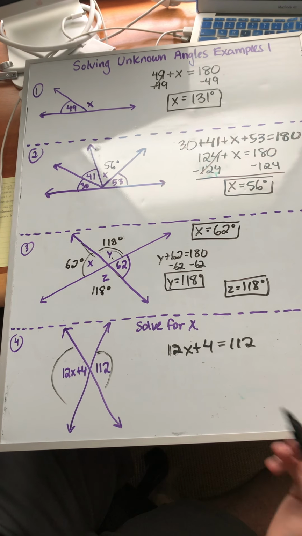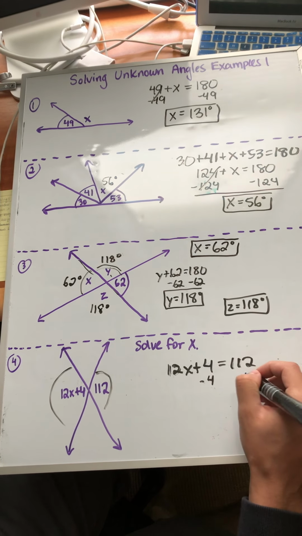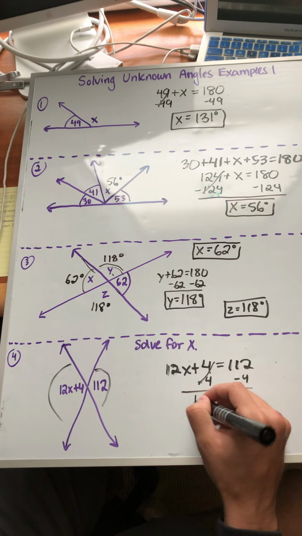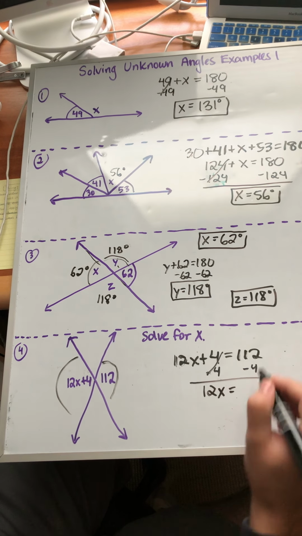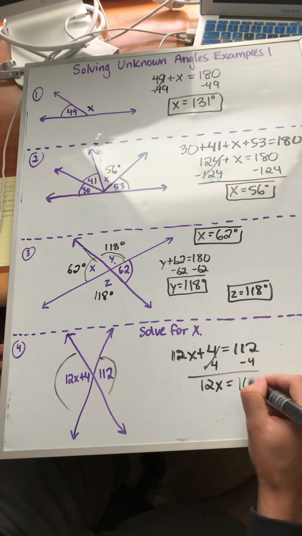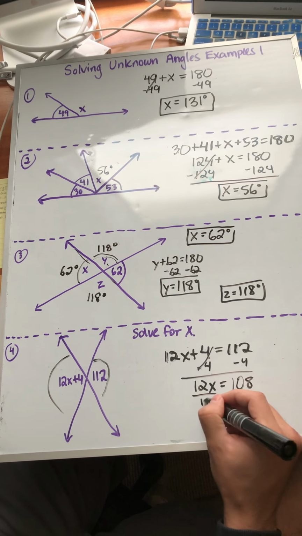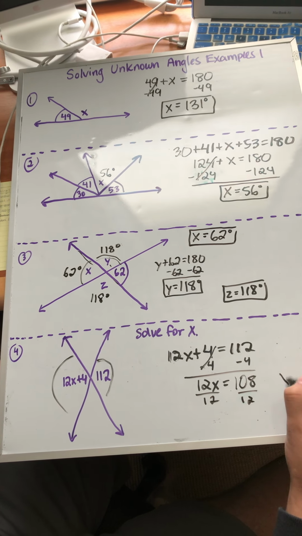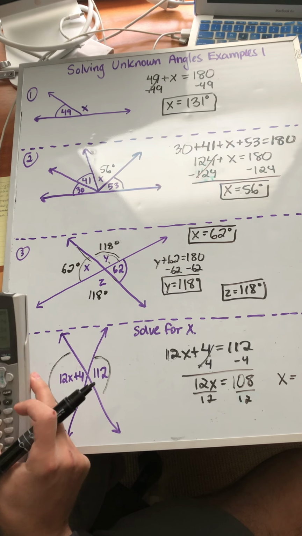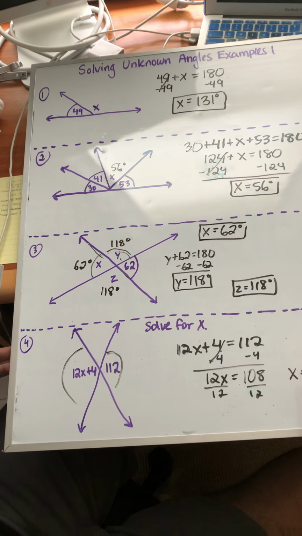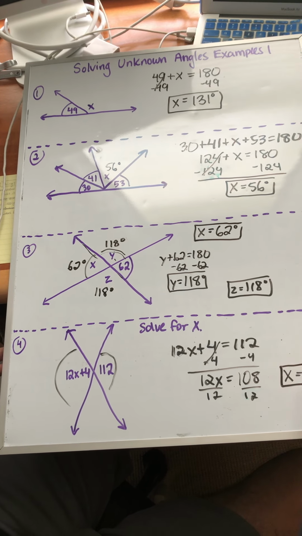Now you solve for x. Subtract the 4. You have 12x left over, and 112 minus 4 is 108. Divide out the 12. X ends up being 9. So we solved for x.